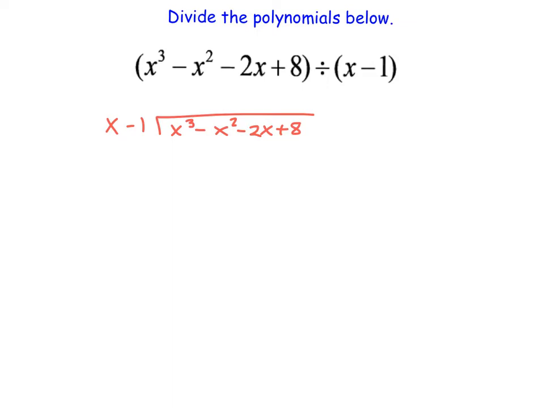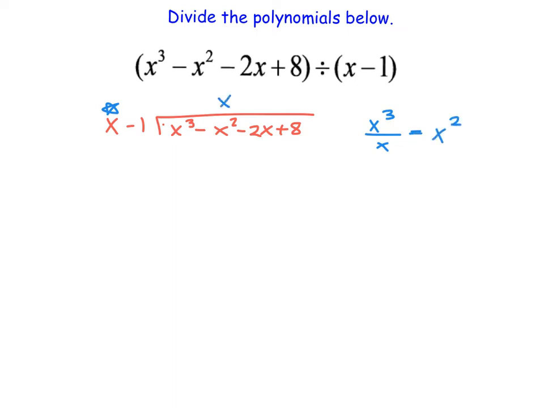So let's start by focusing in on this first term here, which is x cubed. I know that my goal is to eliminate that x cubed by figuring out x times what is going to produce x cubed. So we take x cubed and we divide it by this term here, x. And x cubed over x produces x to the power of 2.